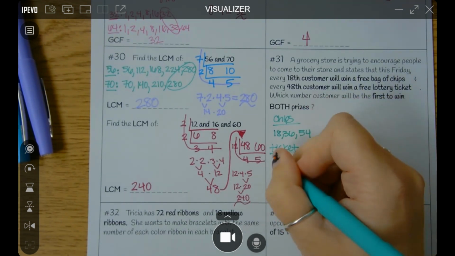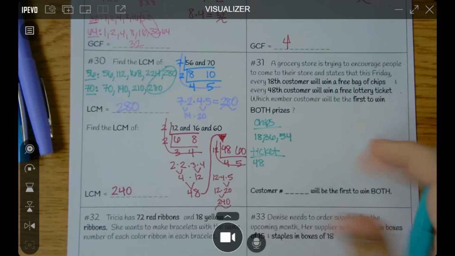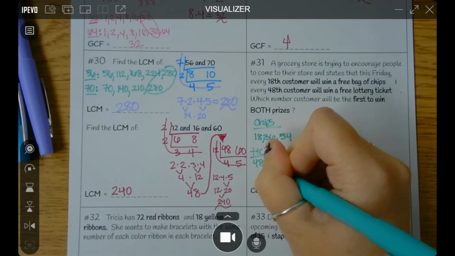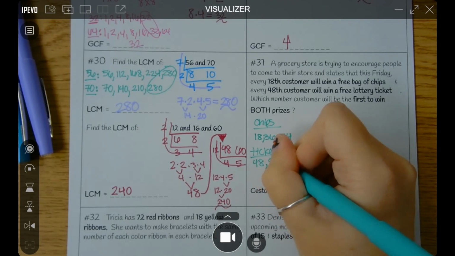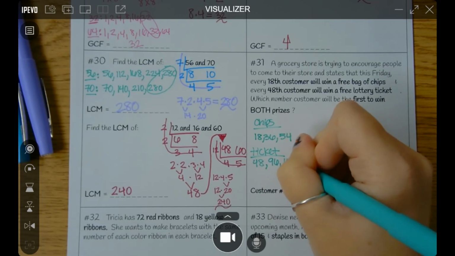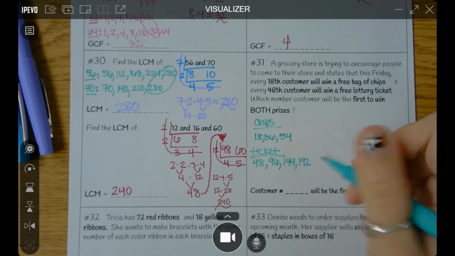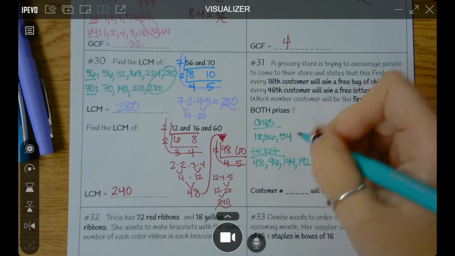So the 48th one wins a lottery ticket, right? Okay, the next one to win, well, 48 and another 48 customers is going to be 96 total customers at that point. Add another 48 and you get to 144. Add another 48, you're going to get to 192. Okay, that should hopefully be far enough out.